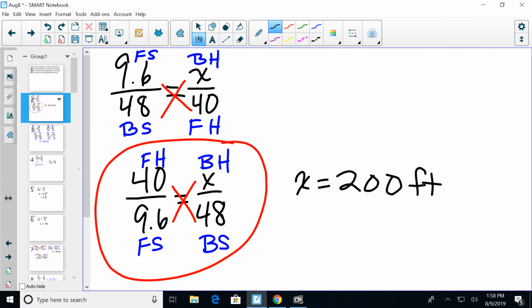Questions on number one. If you were unsure of how to set them up, I hope that has cleared it up for you. And if not, by the time we finish, you should have a better understanding of how to set them up. All right? So, number two.